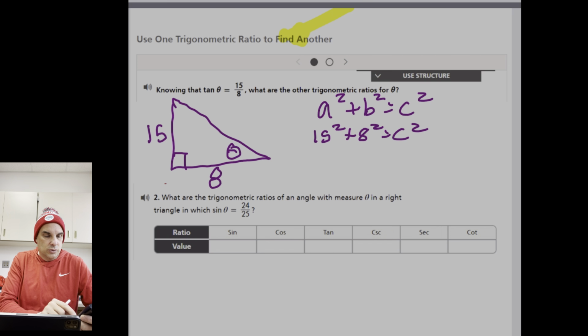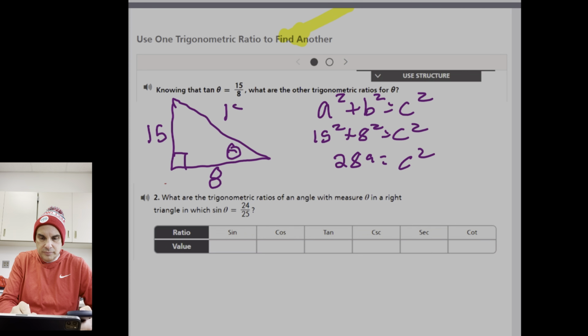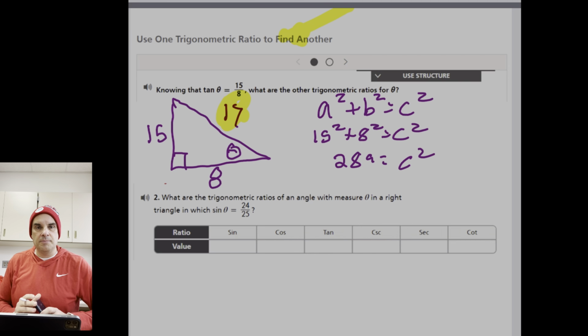15 squared is 225, plus 8 squared is 64, so this is 289 equals c squared. Square root of 289 is 17. So now I know the length of that hypotenuse is 17.